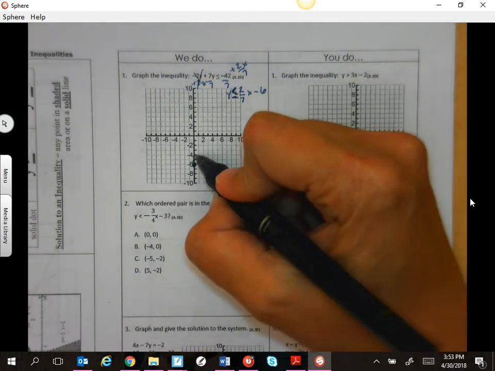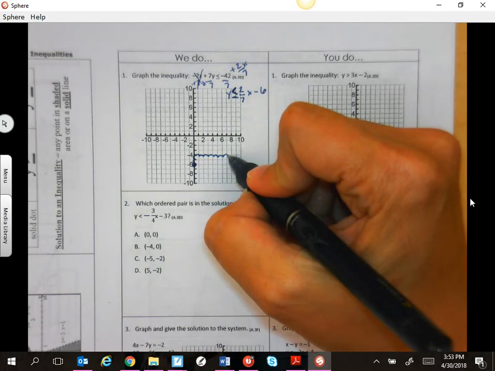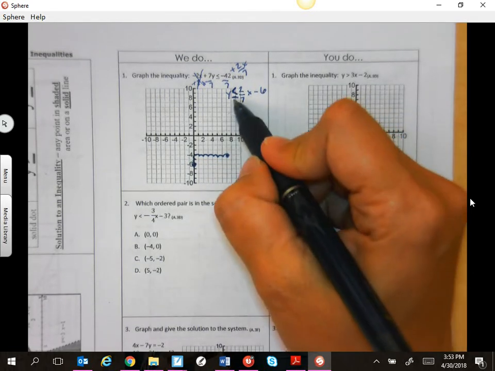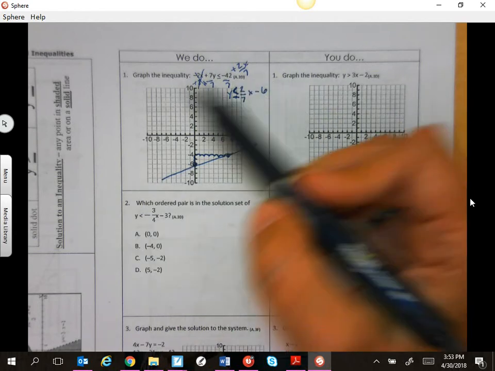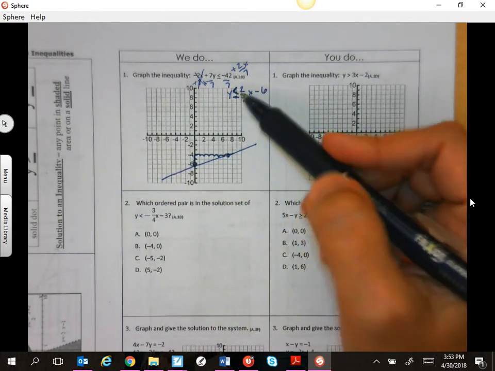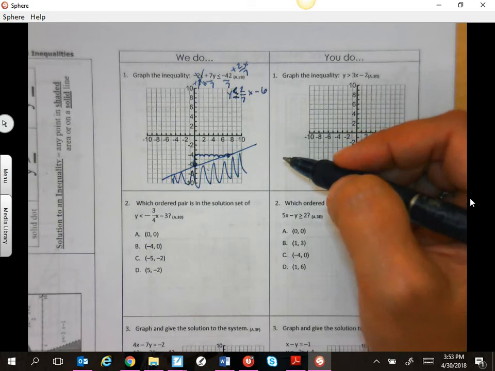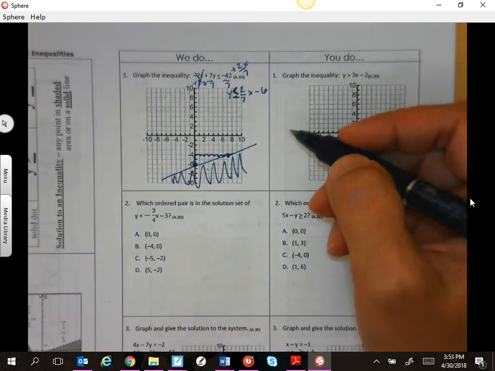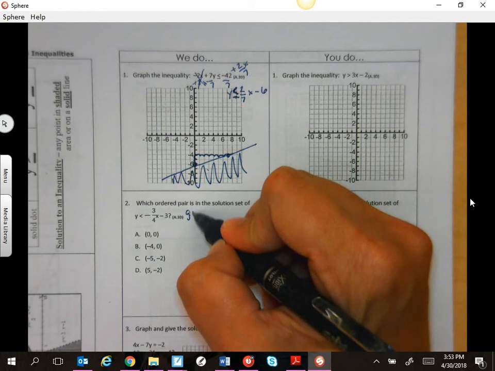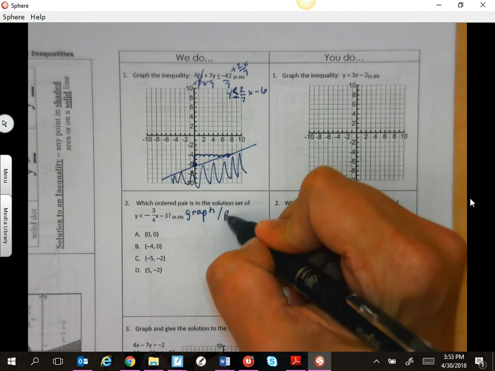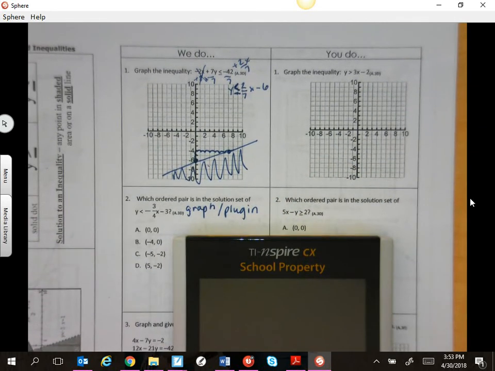Rise over run. Rise 2, 1, 2, 3, 4, 5, 6, 7. Or equal to tells me it is a solid line, like what we have over here, and it's less than, so I'm going to shade below. So everything on the line and below is a solution. If you want to know if it's a solution set here, you have a couple of options. You can graph or you can plug in the numbers. So I'm going to show you both of those real quick.